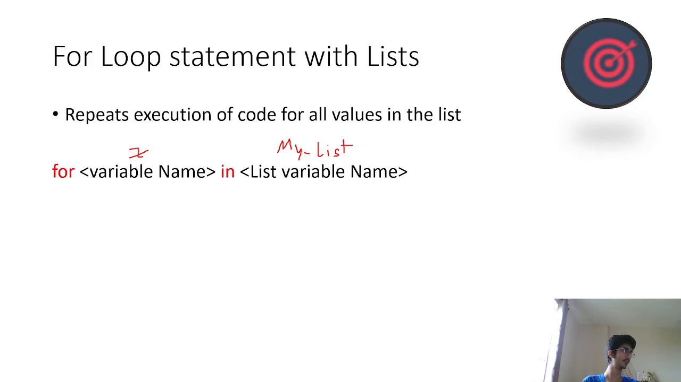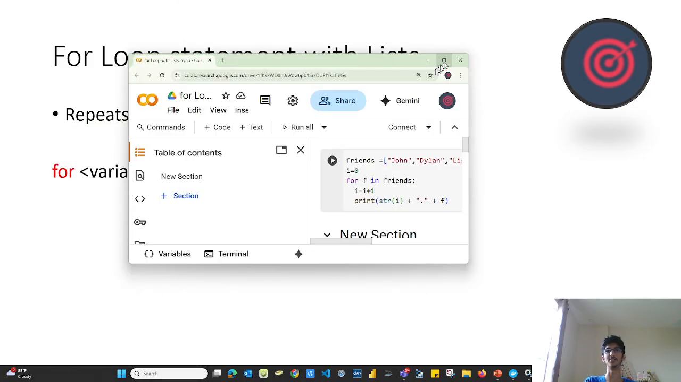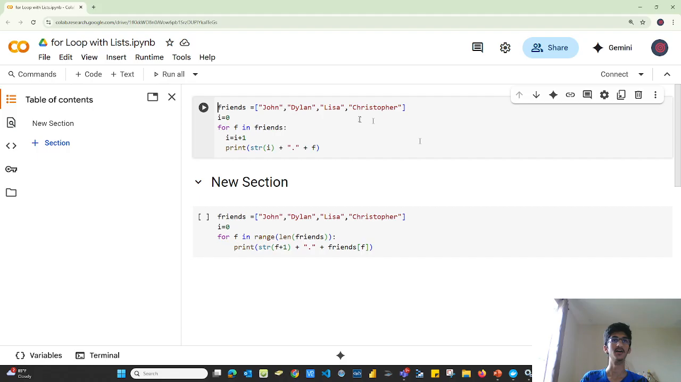And this is probably going to make a lot more sense with an example. So I have a list. Let's look at this first one over here. I have a list of friends: John, Dylan, Lisa, and Christopher. And I have a variable I, which is equal to 0.